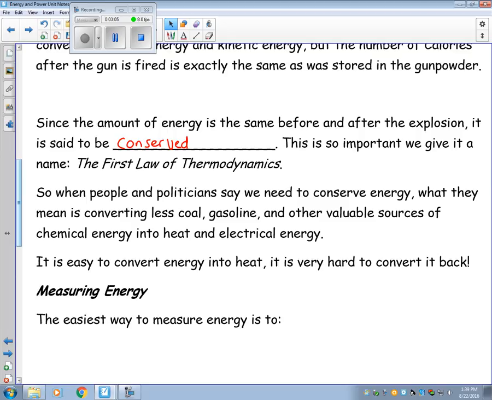We would get the same thing in a campfire. If I look at all the calories of energy in the wood, it would be the same as all of the energy of heat and sound and light that I would get as I burnt that log, as I burnt that wood. So this is so important. The law of conservation of energy is so important that we give it a fancy name. We call it the first law of thermodynamics.